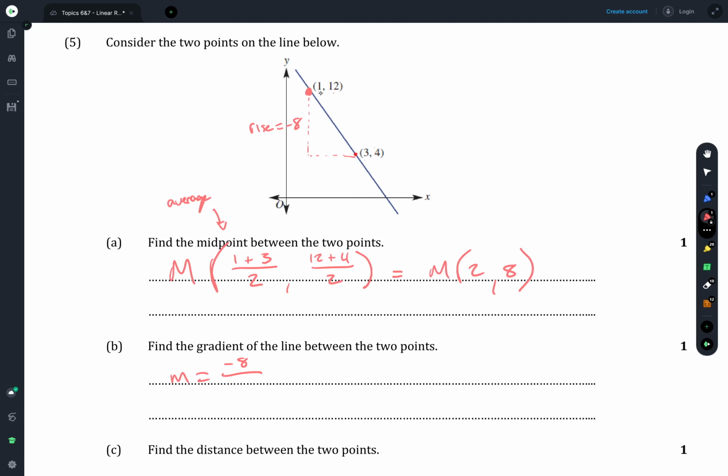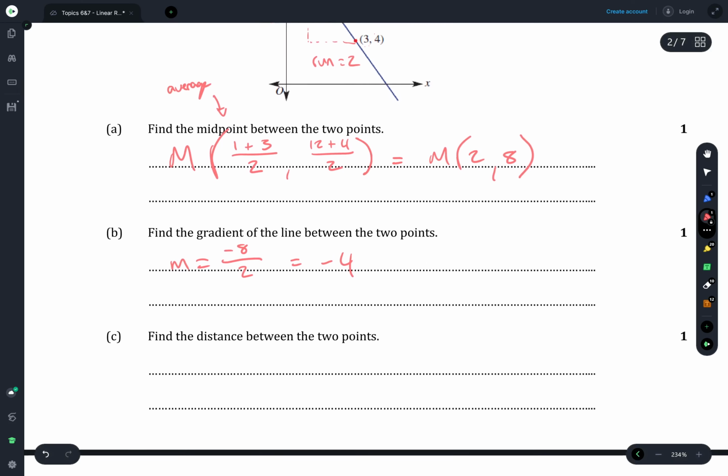Well, my run is looking at the x values, so I started at 1, and I ended at 3, so my run equals 2. So now I have my rise -8, my run is 2, and as I said previously, we always want to simplify. -8 divided by 2 is -4.